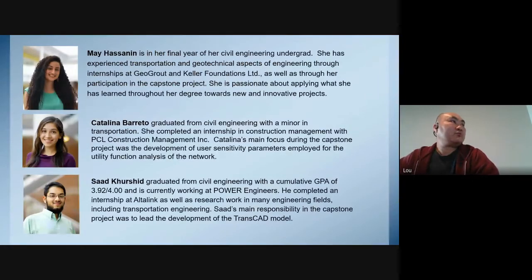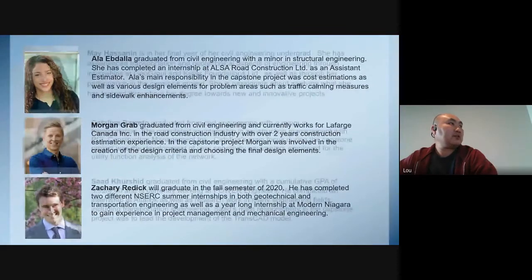The first presenter would be May Hassinen, who is in her final year of civil engineering undergrad. She has experienced transportation and geotechnical aspects of engineering through internships at GeoGrout and Keller Foundations, as well as her participation in the Capstone project. She is passionate about applying what she has learned through her degree towards new and innovative projects.